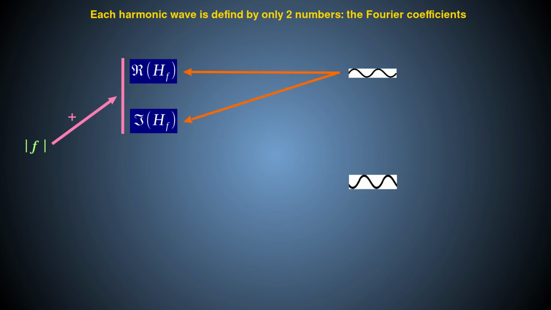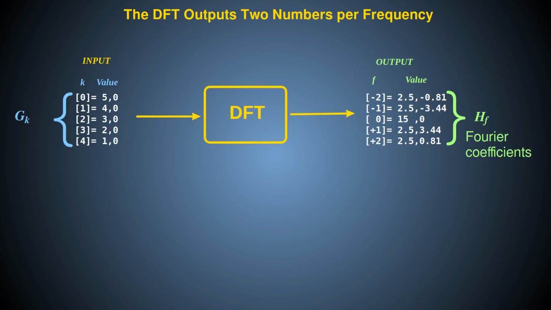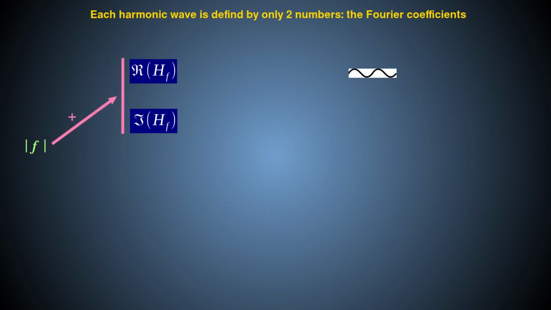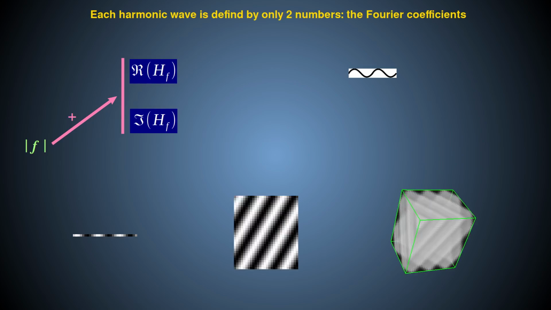As you'll see in the next section, this situation does not change at all for Fourier transforms at higher dimensions. That is, the 2D DFT and the 3D DFT still only output 2 numbers per frequency. So how can only 2 numbers, the 2 Fourier coefficients, completely describe a 2D or a 3D wave?